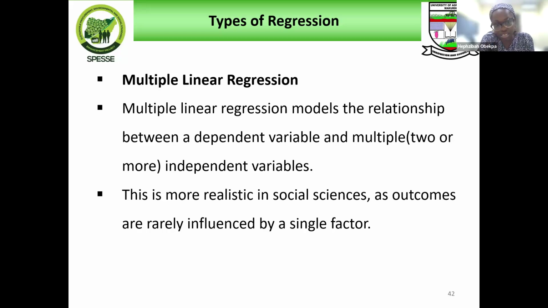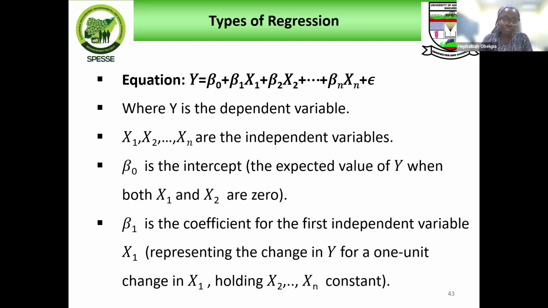Now, like I said, this is more realistic in social sciences, as outcomes are rarely influenced by a single factor. So we cannot say it is only income that affects education. In our social lives, there are other things that affect education. Even whether you have peace in your family will affect your education. So multiple linear regression makes sense for the kind of work we do, because it's very difficult for only one factor to determine an outcome.